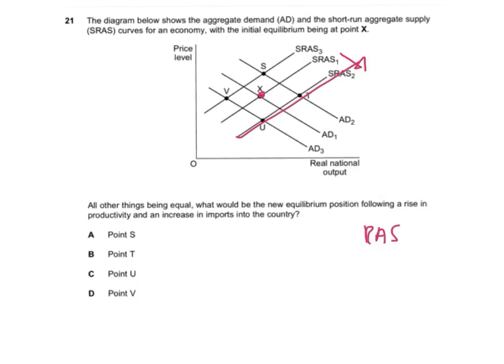Then it said there's going to be an increase in imports into the economy. That's bad for AD, so AD would be going down. So we've got to have one where AD goes down, and it's here. So the new answer is point U, because you can see that's where I've crossed.